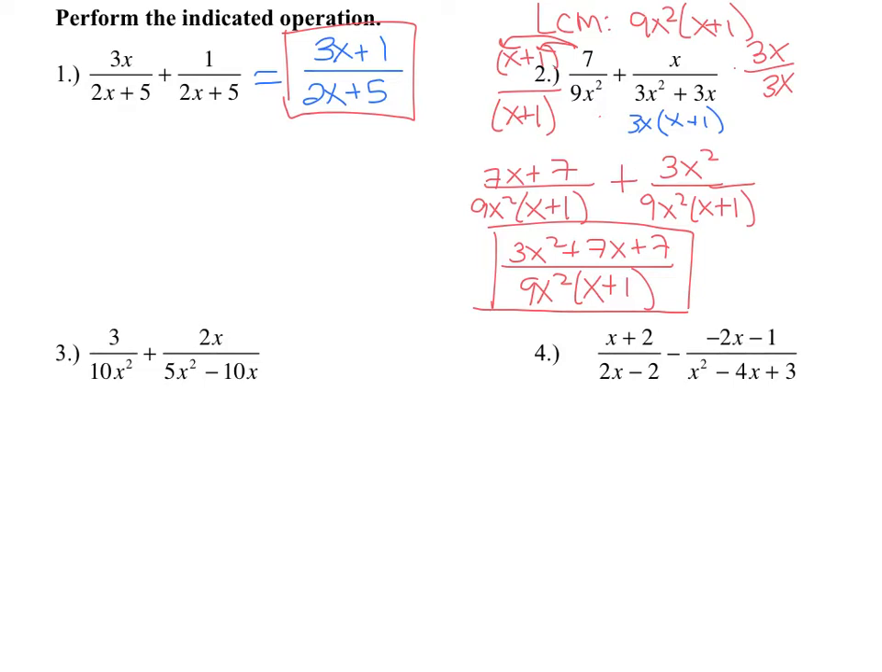Same idea on number 3. So we're going to factor the second denominator. We're going to factor out the GCF, which is 5x. And we'll be left with x minus 2.